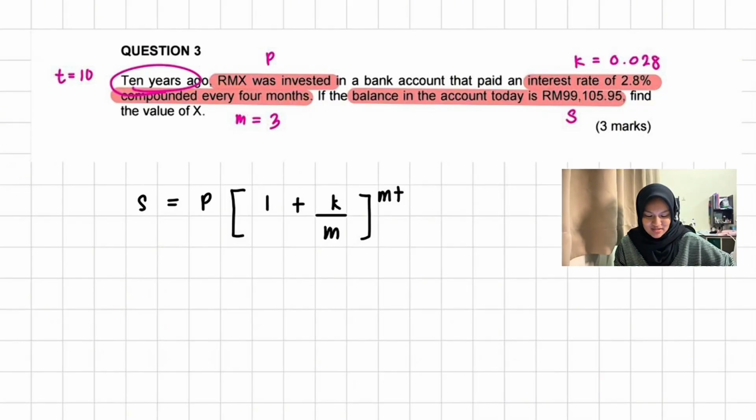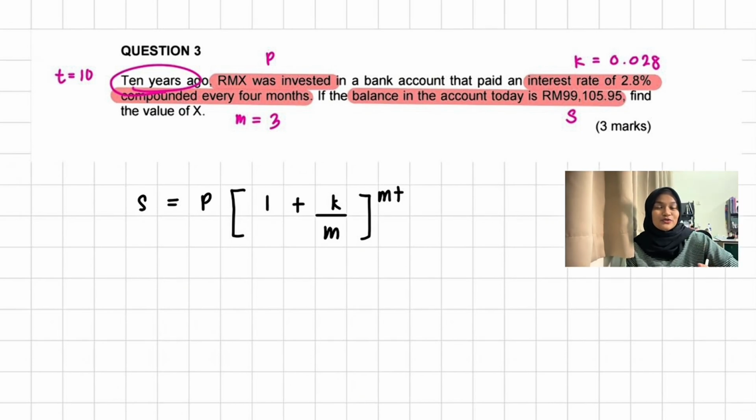The question asks, 10 years ago, RMX was invested in a bank account that paid an interest rate of 2.8%, compounded every 4 months. If the balance in the account today is 99,105 ringgit 95 cent, find the value of X.